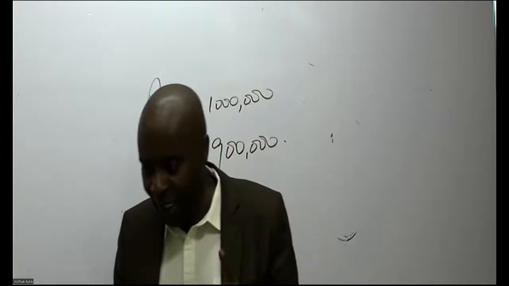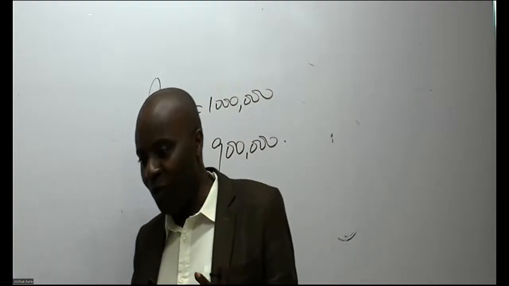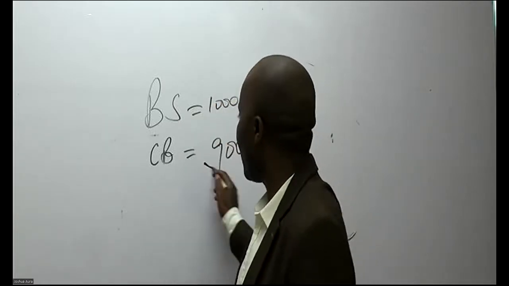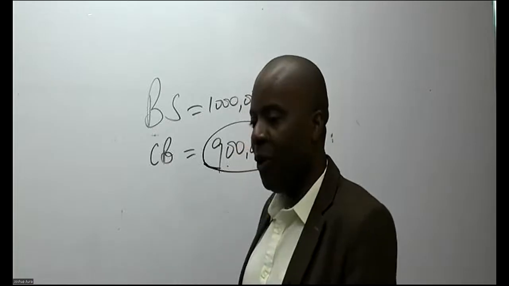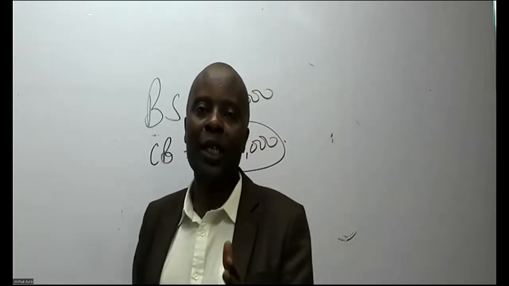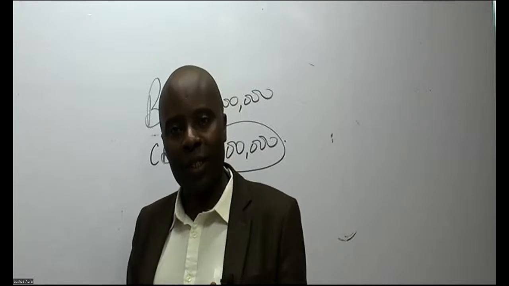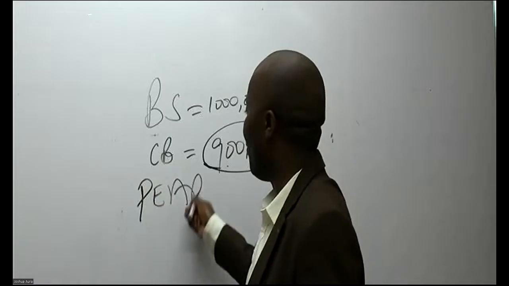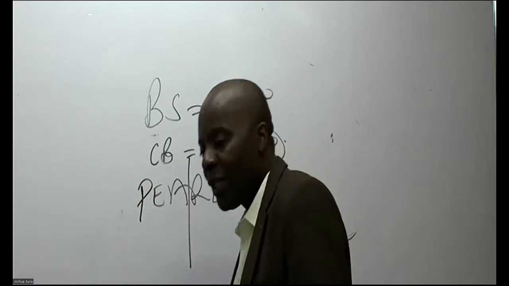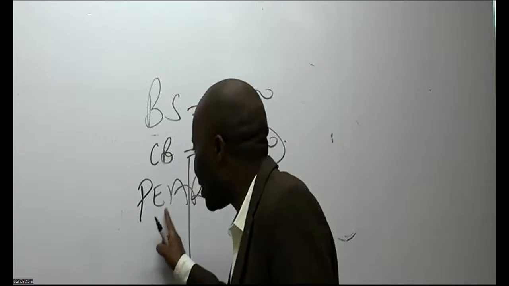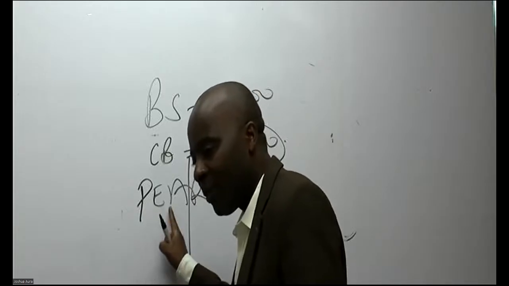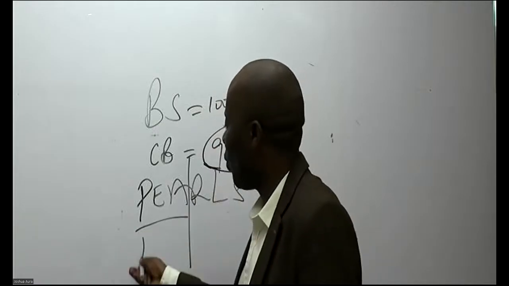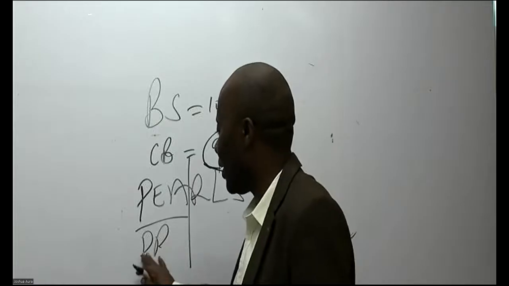Now, students, listen to me very well. When we talk of a cash book, if, for example, you have this amount in your company, 900,000, you see cash is an asset. And of course, from what I told you some time back, this acronym of PEARLS, if you remember, where we said that purchases, expenses, and assets, whenever they increase, we debit.